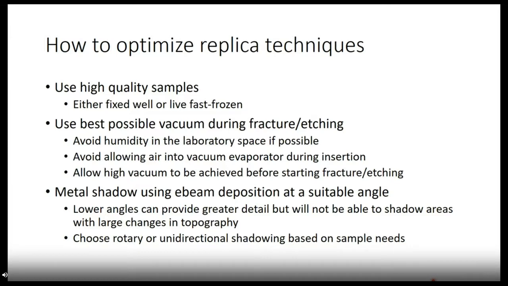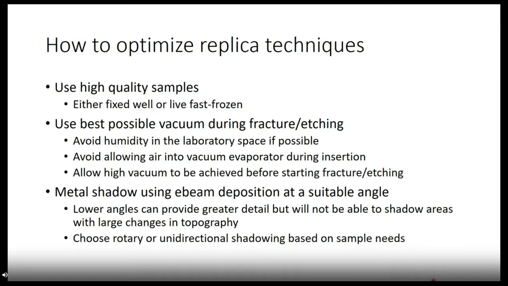Along those lines too, it's very important to allow the freeze fracture apparatus to reach high vacuum before starting a fracture etch. This will prevent contamination of your samples from water. Oftentimes the cold sample will attract frost to it. And after you've done your fracture etch, if you get frost on your sample, it will be preserved in the replica and look quite poor. So it's important to avoid that. Along those lines, it's really important that as soon as you're done fracturing or etching, you form that replica without any delay. So as soon as that blade is off the sample, the metal evaporation should start.